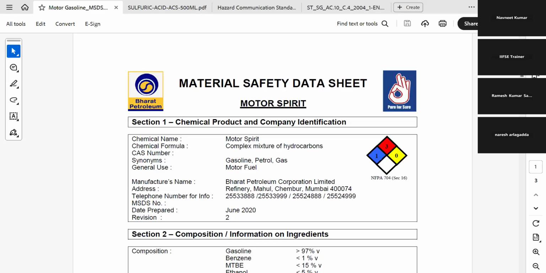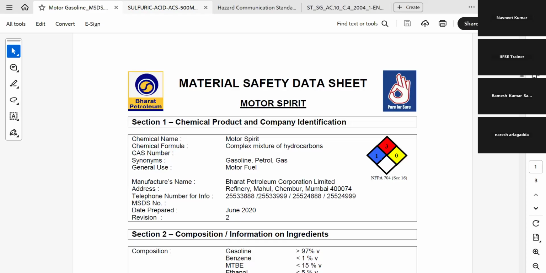UN number. Accord Dangerous Router. That is ADR. UN is the United Nations representation. Okay, sir. Likewise, when we store flammable and acidic nature material, these two are incompatible materials, sir.